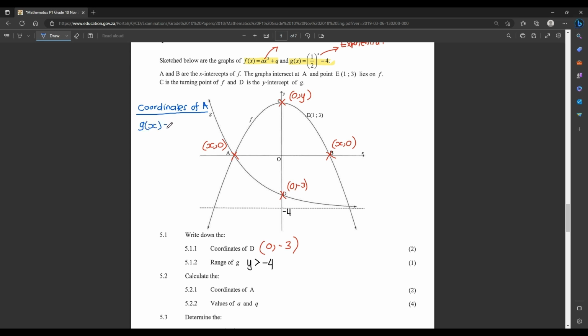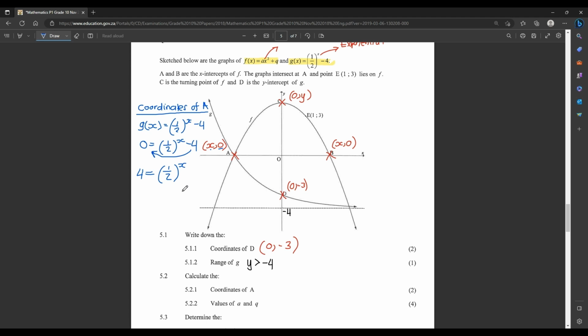So g of x again is equal to (1/2)^x minus 4. We're just going to plug in what we've got again. We don't know the x value here, but we know the y value is 0, so we can plug that in. So 0 is equal to (1/2)^x minus 4. Now we are trying to solve for x. When you see a situation like this, where x is in the exponent position, we know we're going to have to use some exponent laws. The first thing I would do here is take this minus 4 across. If we take it across, it becomes positive 4. So we have 4 is equal to (1/2)^x.